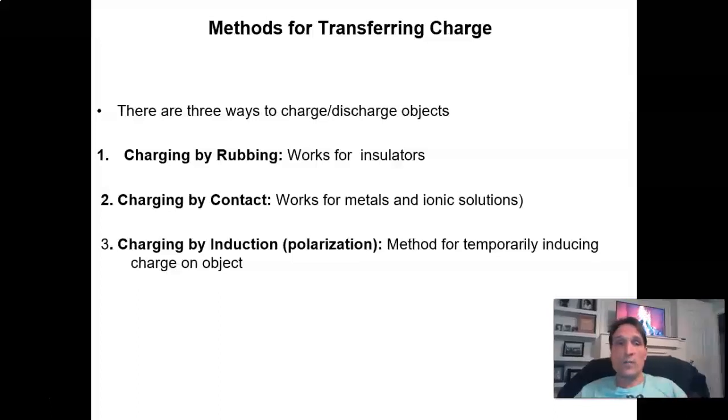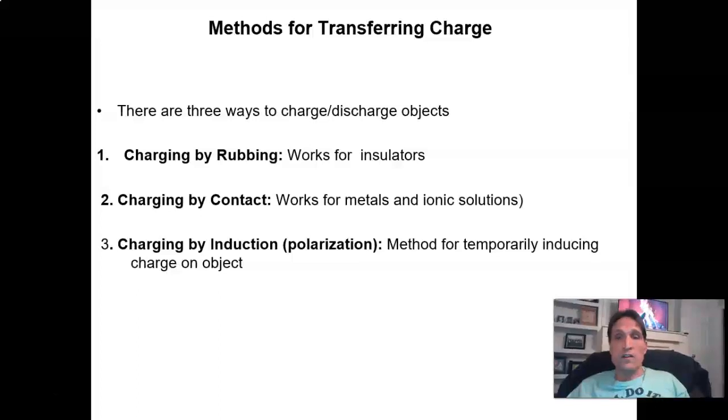If you touch two bodies together, one of them can transfer its charge to another by touching. And that works well for metals, but not so well for insulators. And then the third way is we can charge an object even if we don't put them in contact to one another, and that's called charging by induction. So we're going to get into each of these three means of charging objects.